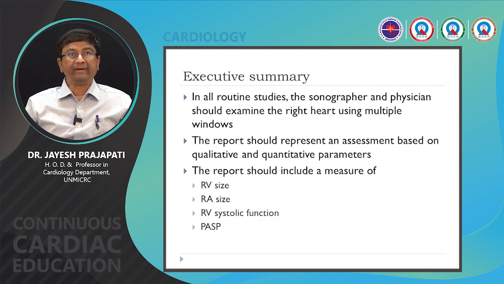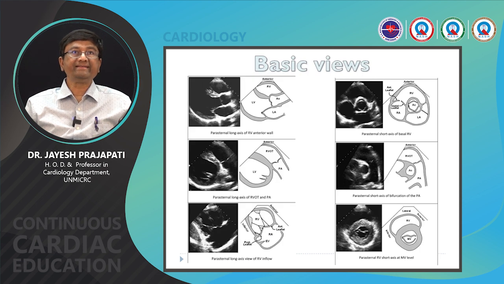So what am I going to discuss now? Now I am going to discuss the RV size, RA size, RV function and pulmonary artery pressure. These are the basic views that we do: parasternal long axis view, parasternal short axis view, and of course how we can assess the pulmonary artery and the RVOT, and see the LV. Whenever we see the parasternal short axis view, we see that the LV is globular, round. So the septum is a part of the LV cavity.